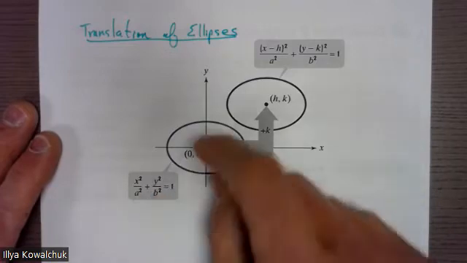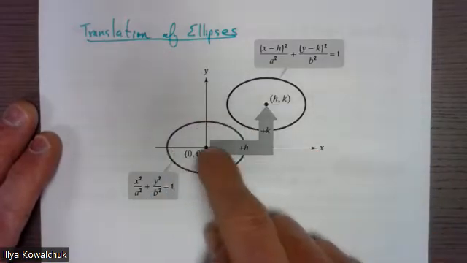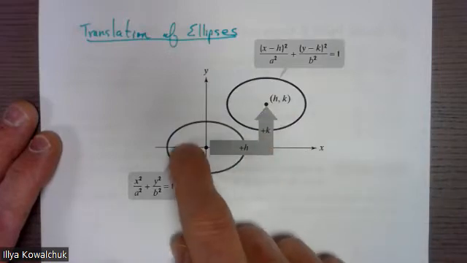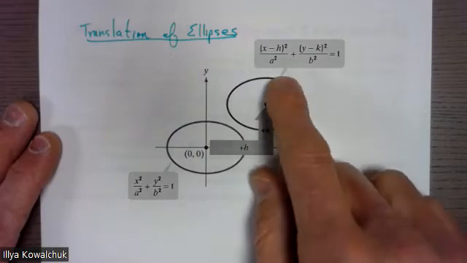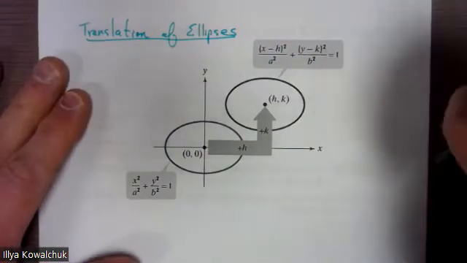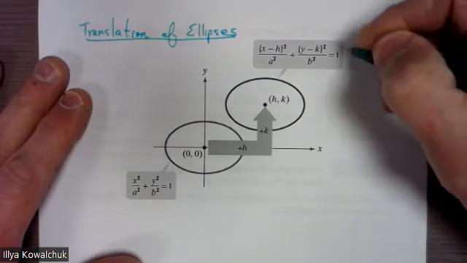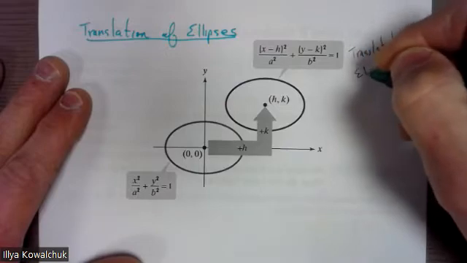Now, what happens if we take this ellipse and we shift it over h and up k? Because we can do that with ellipses and shapes. We can translate them, slide them over and up. Well, that's going to give us a new equation of an ellipse that's going to look like this. So this equation right here is going to be the translated ellipse.